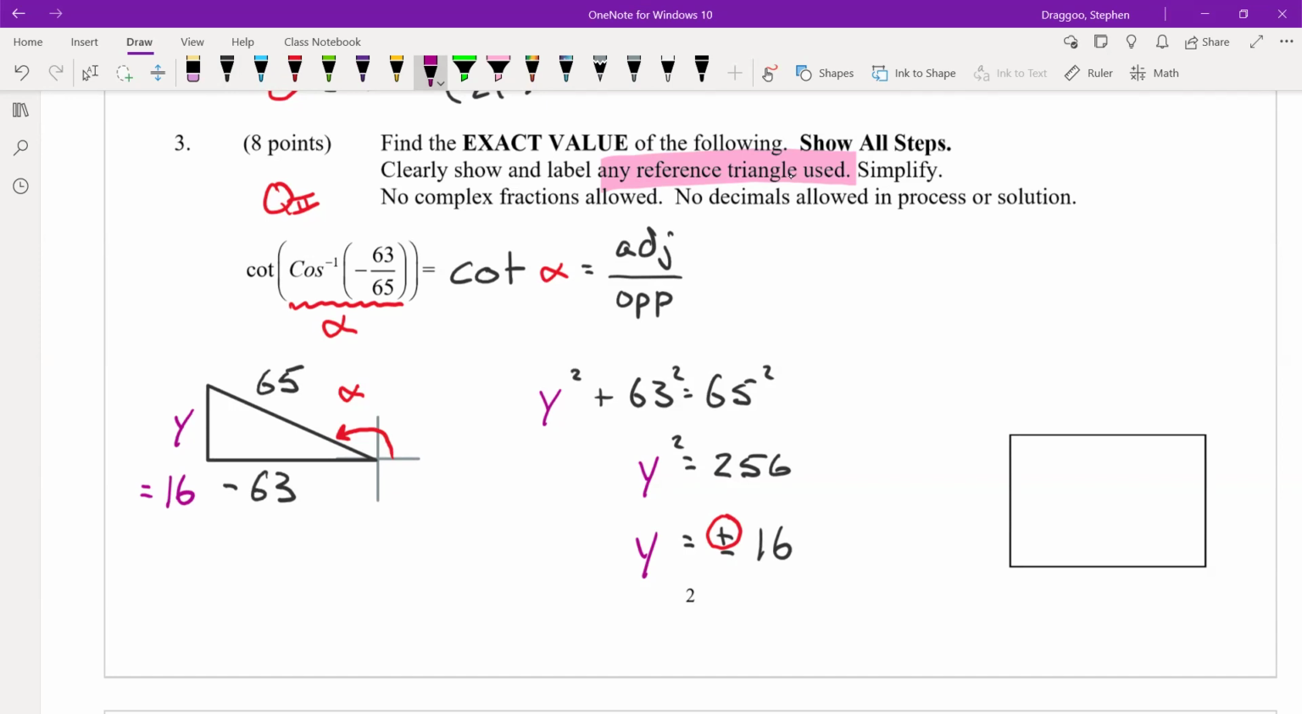And finally, come back to answer the original question. I want the adjacent side over the opposite side. My adjacent side was negative 63. My opposite side, I just solved for 16. So in the end, negative 63 over 16.